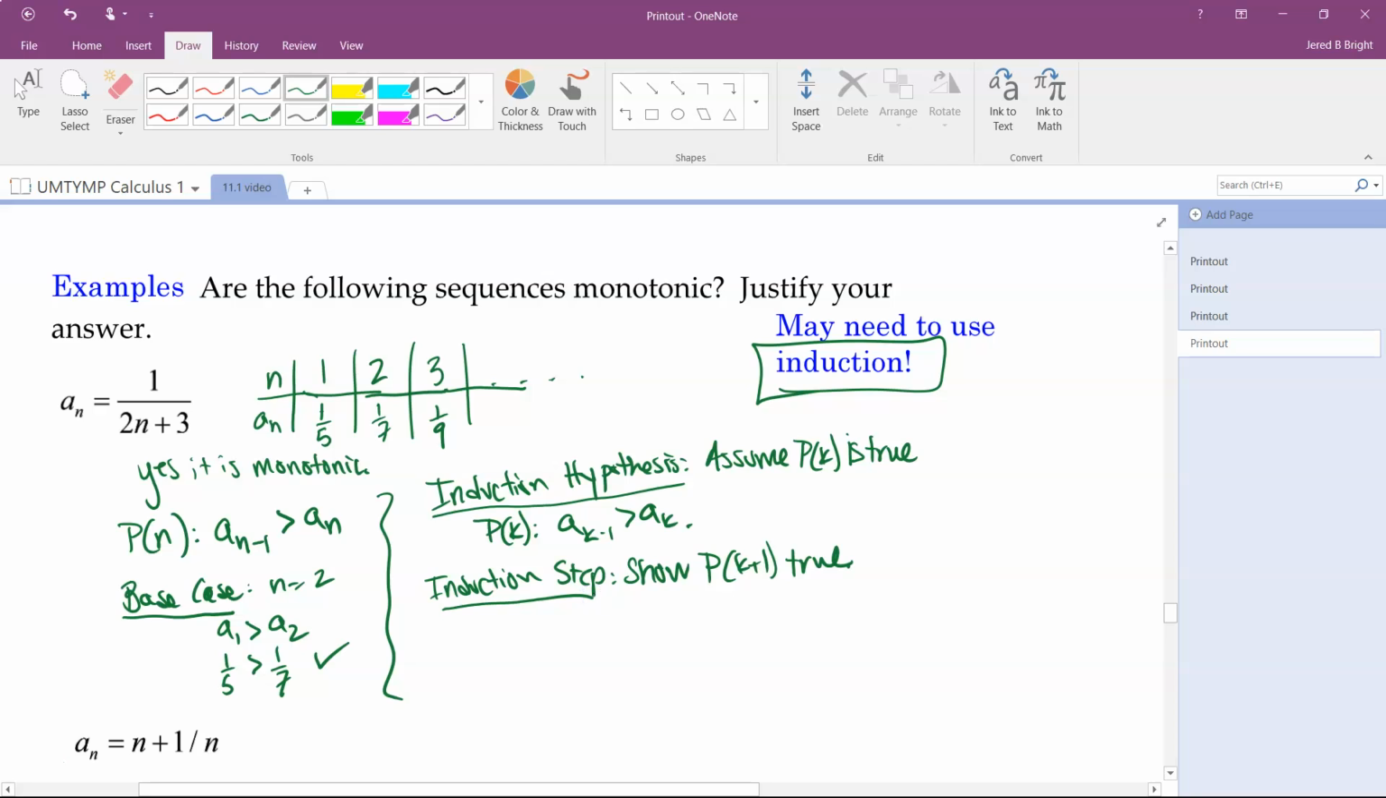Okay, so to show this, I need to start from something that I know. I know that PK is true, so I know that A(k-1) is bigger than A(k). Okay, and again, this would be that 1 over 2 times (k minus 1 plus 3) is bigger than 1 over 2k plus 3.